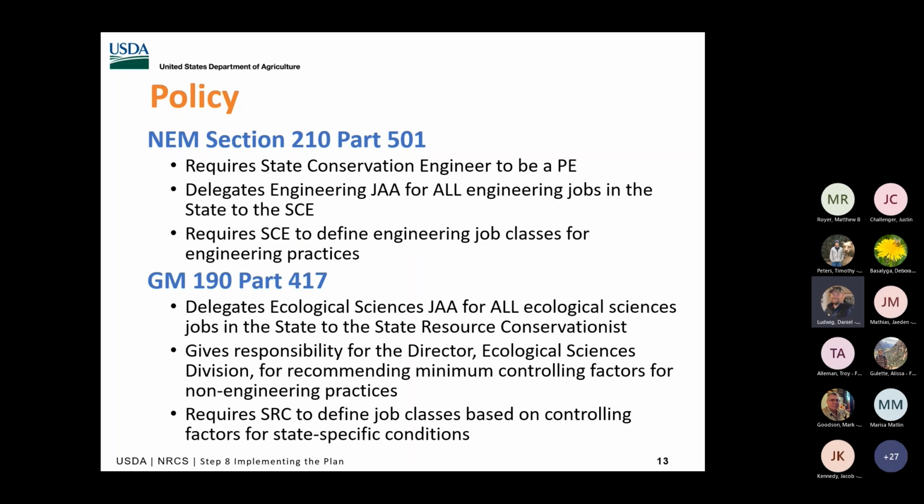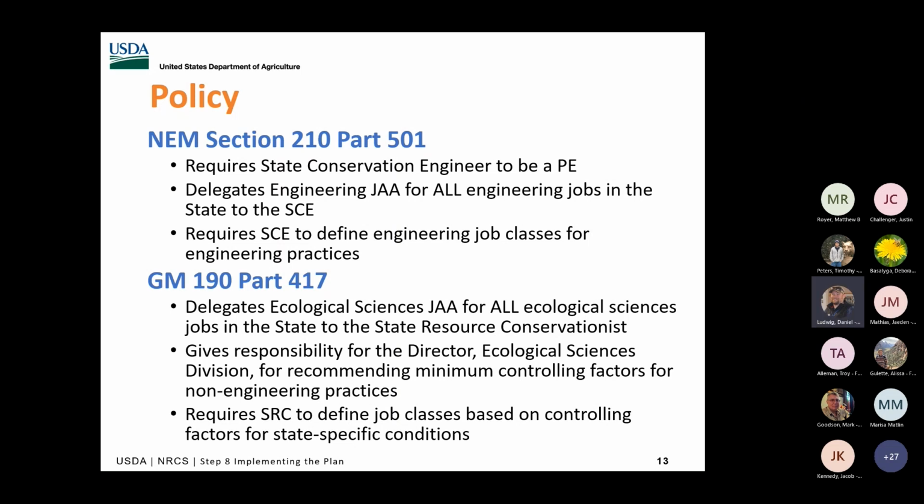And again, we're also defining those job classes based on controlling factors for state-specific practices. So you might say, well, what are these controlling factors? Controlling factors are elements of conservation planning pertaining to the scale, complexity, or hazard potential associated with a given practice. Basically, the most limiting feature of a practice identified at a national level becomes that controlling factor.